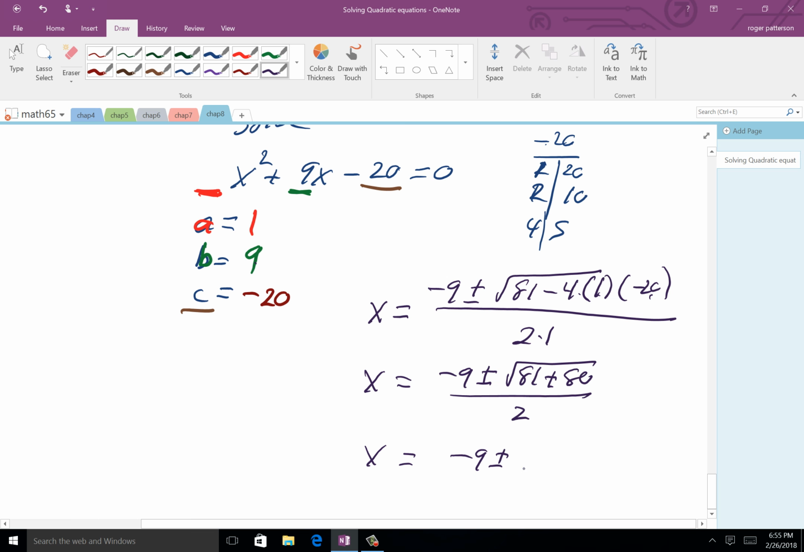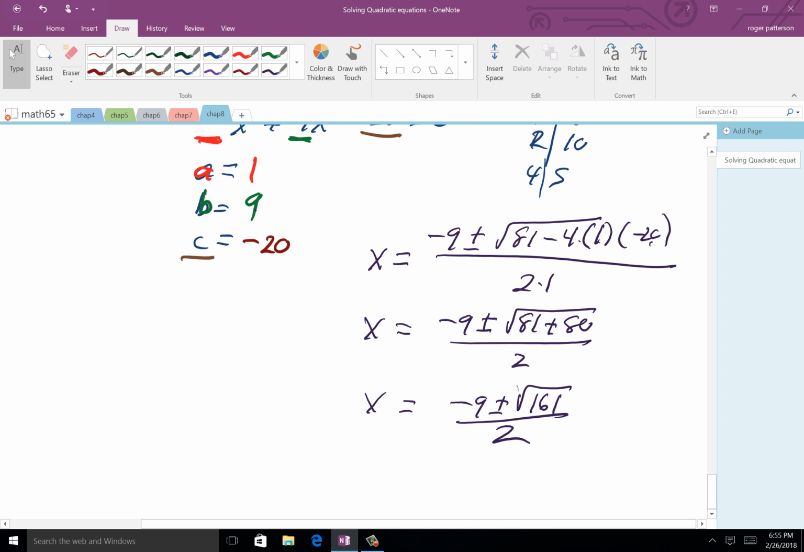Now again, there are two different types of answers here: the decimal approximation answer, and the exact answer. So there's your exact answer: negative 9 plus or minus the square root of 161. Can't do anything with that 161. Can't break it down, no perfect squares go in there. So you're done with it. And that's your two answers, because you got a plus and you got a minus.